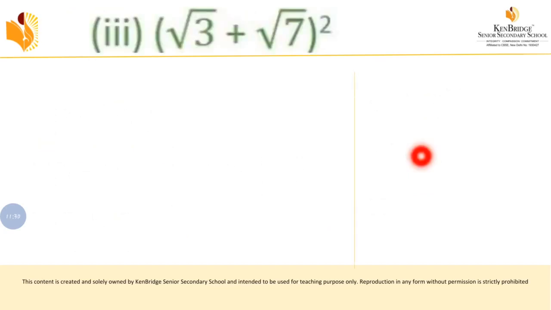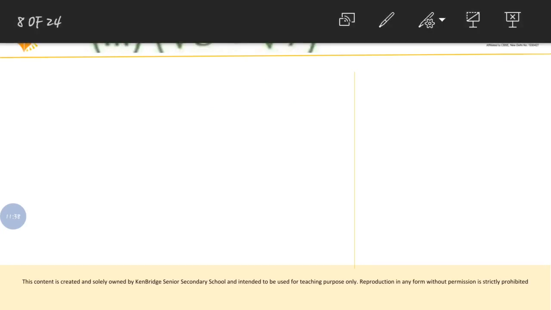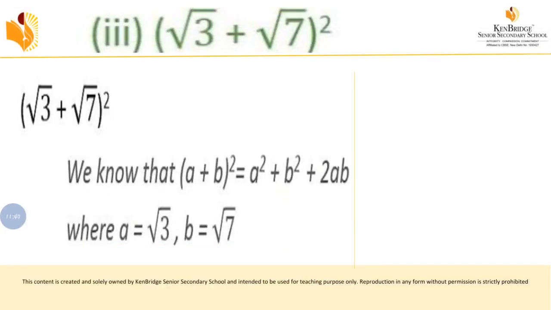So the next expression, the third subdivision, is (root 3 plus root 7) the whole square. So this is looking like (a plus b) the whole square. Am I right? We know the formula for (a plus b) the whole square, that is a squared plus b squared plus 2ab. So here, instead of a, what is given? Root 3. Instead of b, root 7 is given. So instead of a and b, we are going to use root 3 and root 7. Okay, so let's write the same formula by using root 3 and root 7 instead of a and b.